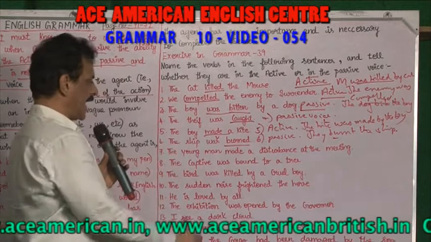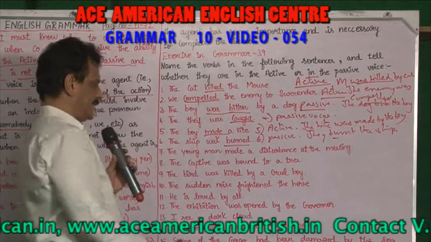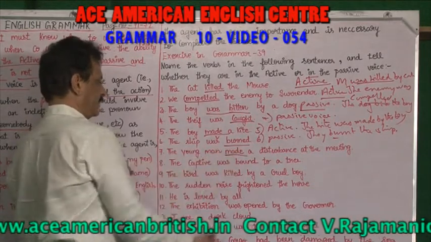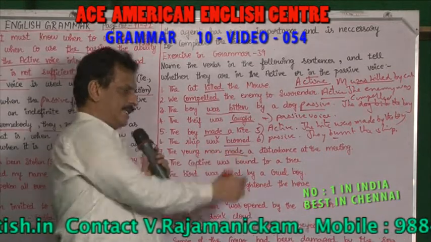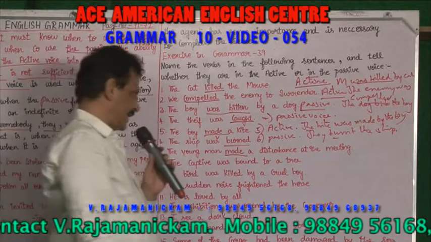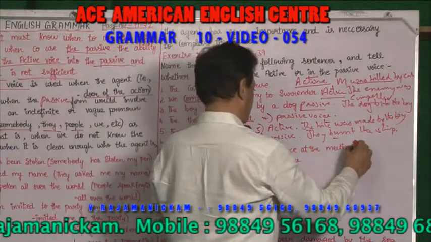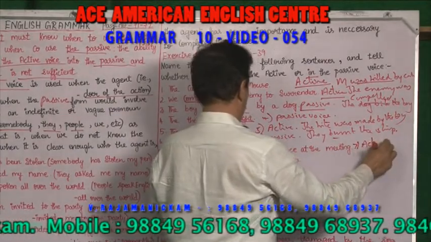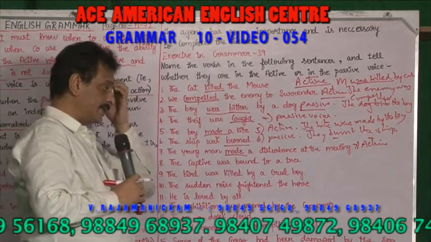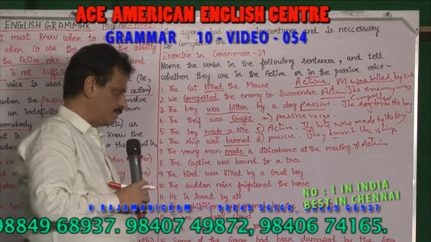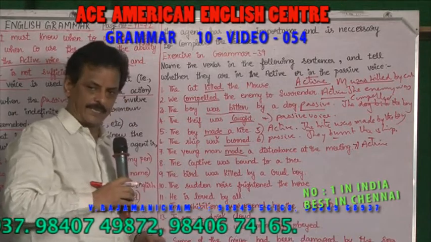The young man made a disturbance at the meeting. Is it active voice or passive voice? It is active voice. 7th is active. What is the passive form? A disturbance was made by the young man at the meeting.